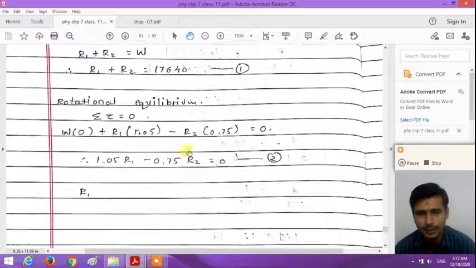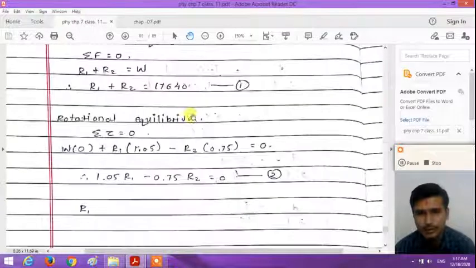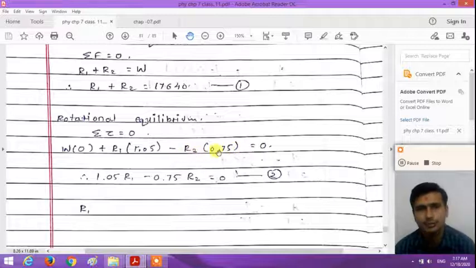So we take the torque due to R1, R1 into 1.05, minus on the other side. R2 is on the other side of the center of gravity, so we take minus R2 into 1.8 minus 1.05, that is the 0.75 meter distance. So W into 0, R1 into 1.05, minus R2 into 0.75 is equal to 0. We get another equation: 1.05 R1 minus 0.75 R2 is equal to 0.